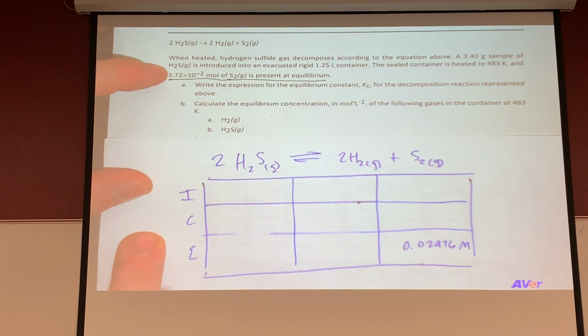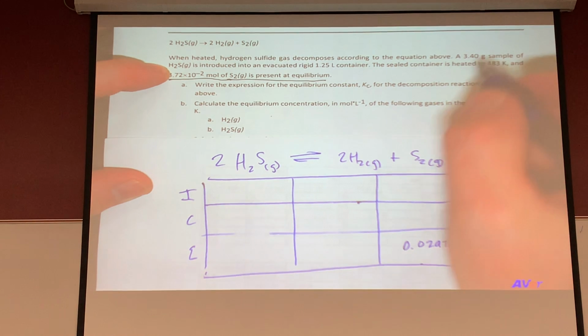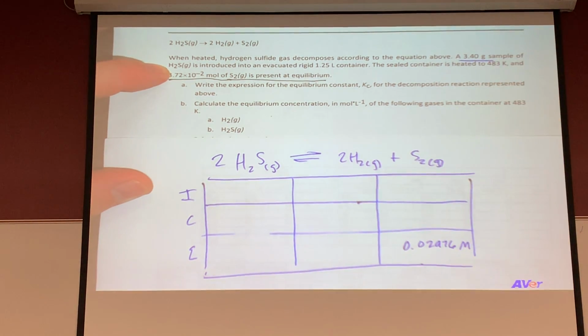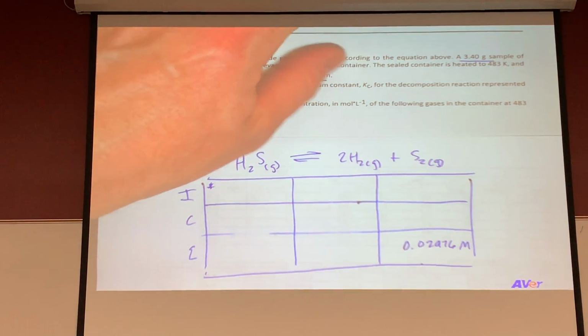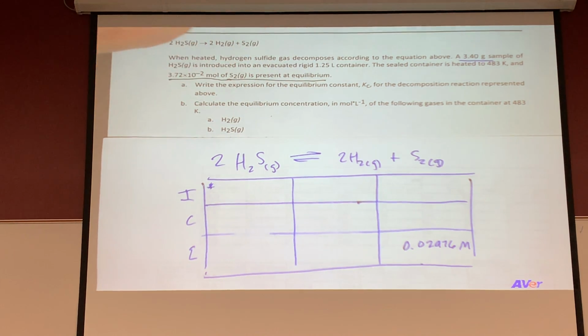And then my other question before I say go is, what do you do with a 3.40 gram sample of H2S? Where's that going to go? Convert it to moles. And then molarity, where does it go in the chart? Top left. Okay. I'm going to freeze that. See what you can do in the next 10 minutes to solve this.